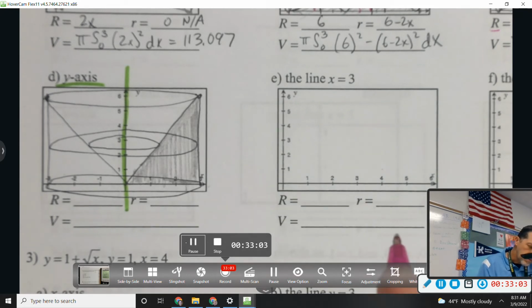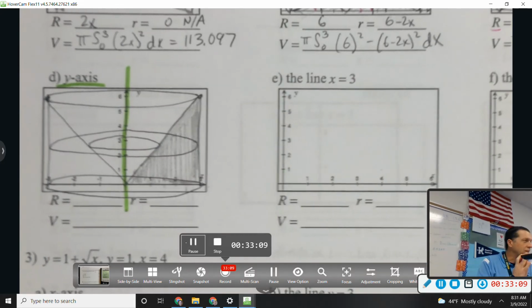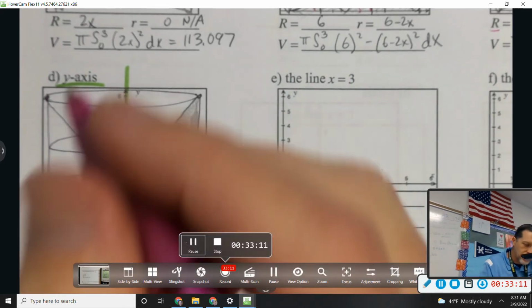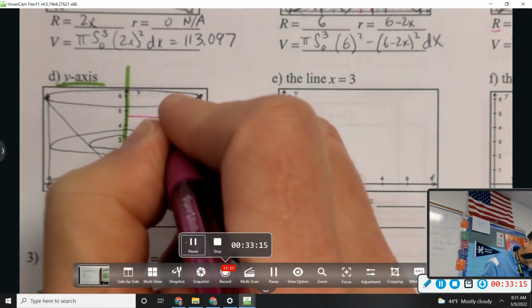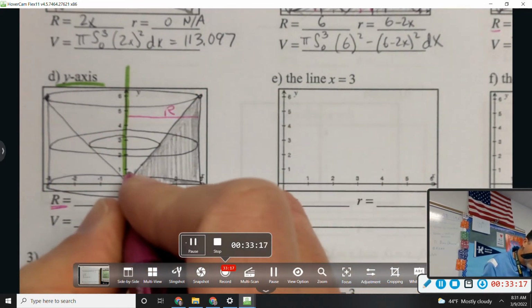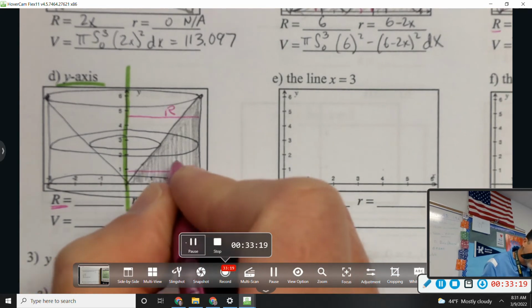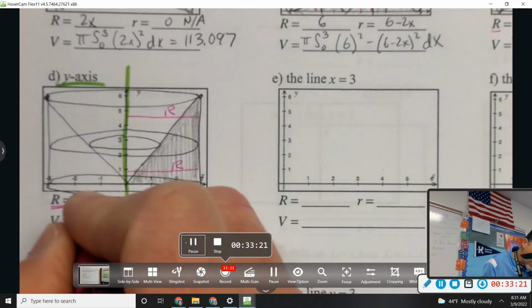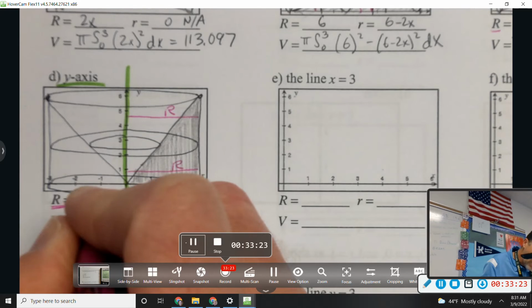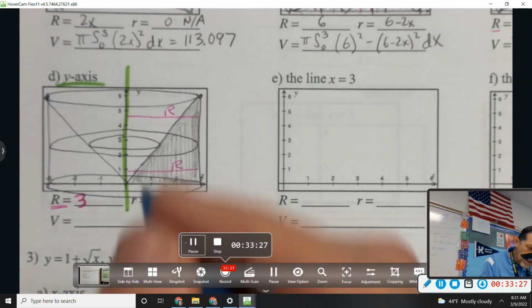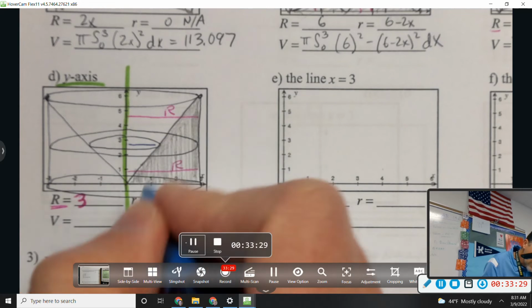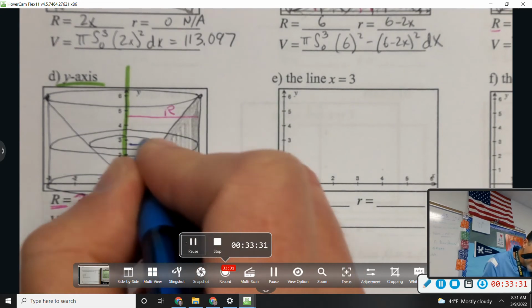All right, big R, always draw from the axis out. Big R and little r, always from the axis out. So is big R changing? No, it's a constant. What is it equal to? 3, good. Big R is 3. Little r, is little r changing? Yes.